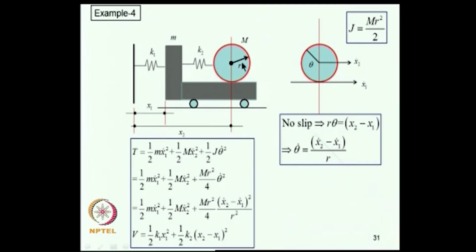So, the translation of this mass itself contributes this to the kinetic energy, and that is half M x2 dot square. But as it moves it also rolls. So, there is another source of kinetic energy due to the rotation which is given like this. Now, we can compute J and we can show that this is m r square by 2 and we use this. Now, this again is a 2 degree of freedom system.